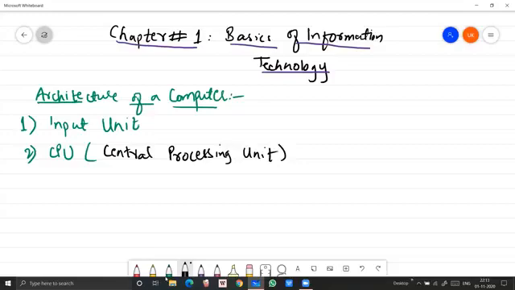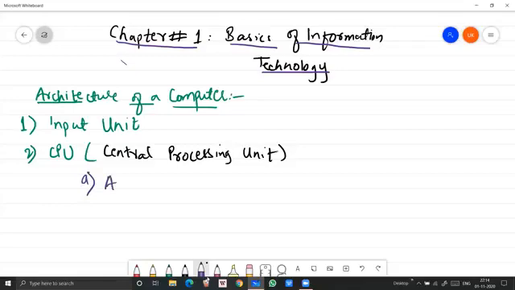In this we had already seen that after receiving data from the input device, a computer system has to process it according to the instructions provided. And here it has to rely on the component called CPU, the central processing unit. Now again, the central processing unit has 3 different parts, students.